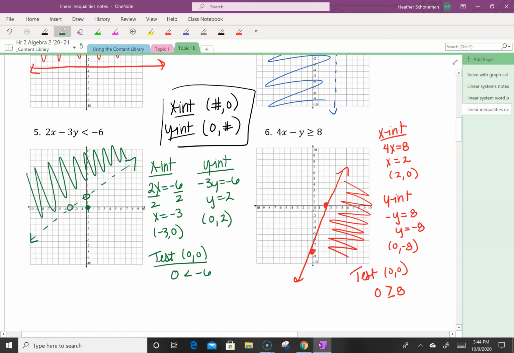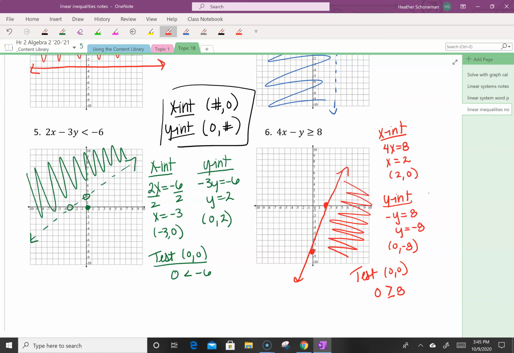Let's look at number 6. On number 6, it's also in standard form. So I found the x-intercept by plugging in 0 for y. So I get 4x equals 8, so x is 2. That gives me the x-intercept of 2, 0. Doing the same thing for the y-intercept, now x is 0, and I get negative y equals 8, so positive y must equal negative 8. So my y-intercept is 0, negative 8. Because this is a greater than or equal to and not a greater than, it's going to have a solid line. So I'll plot the 2 points and connect the dots.